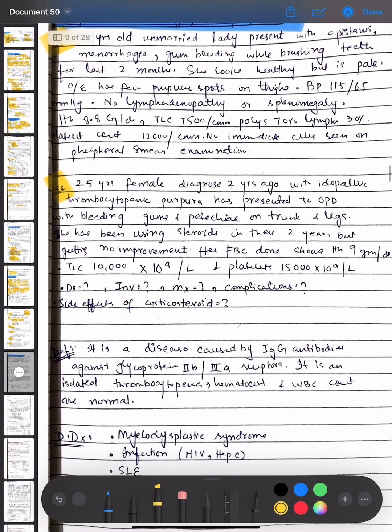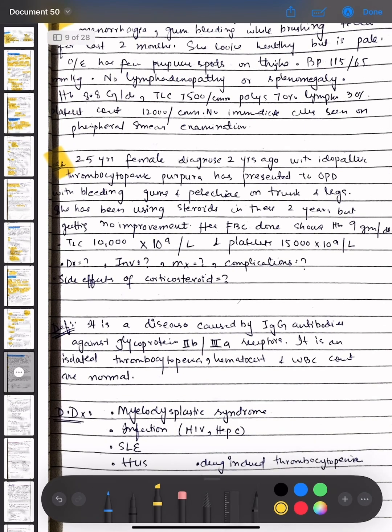Another scenario is that there is a 25 years old female diagnosed 2 years ago with idiopathic thrombocytopenic purpura, has presented to OPD with bleeding gums and fatigue on trunk and legs. She has been using steroids in these 2 years.